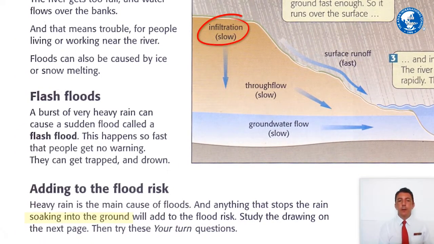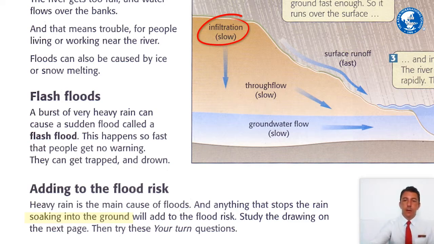So adding to the flood risk, heavy rain is the main cause of floods, but anything that stops the rain soaking into the ground will add to the flood risk. Remember, soaking into the ground means infiltration. Now, infiltration happens slowly, so if there's a lot of rain, it won't have time to soak up all of that water.